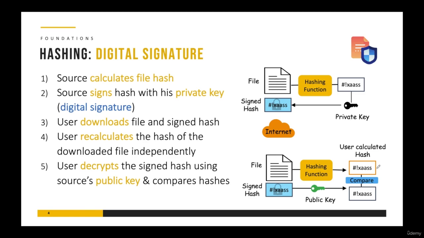However, if there is any difference, then this means either the file has changed or somebody has tried to modify the contents of the signed hash. In either case, the authenticity is violated. And we can be sure that this was encrypted by the source because only the private key can be used to encrypt data which is subsequently decrypted by the public key.